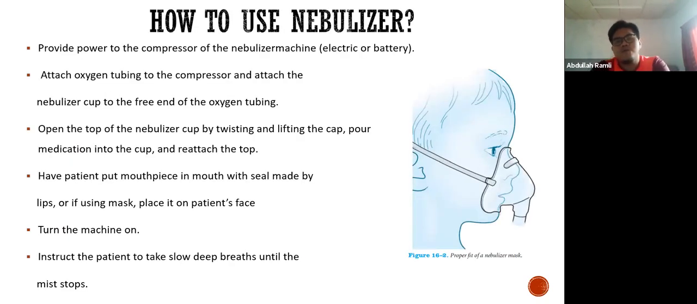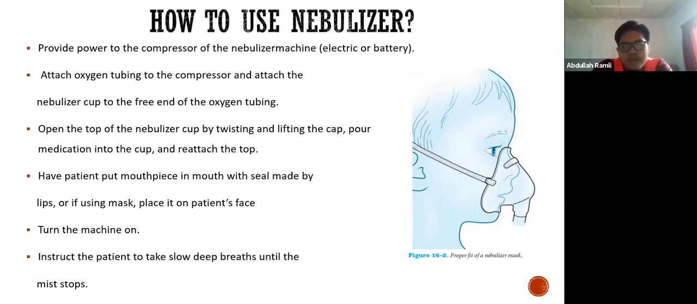So how to use a nebulizer? First and foremost, we need to provide power to the compressor, to the nebulizer machine, be it electric or battery powered. Then we attach oxygen tubing to the compressor and attach the nebulizer cup to the free end of the oxygen tubing. Then we open the top of the nebulizer cup by twisting and lifting the cap. We pour medication into the cup and reattach the top piece.